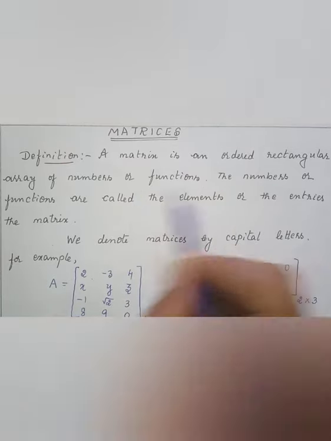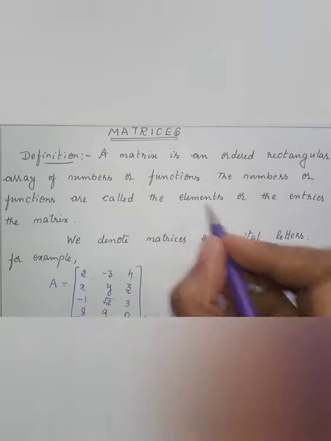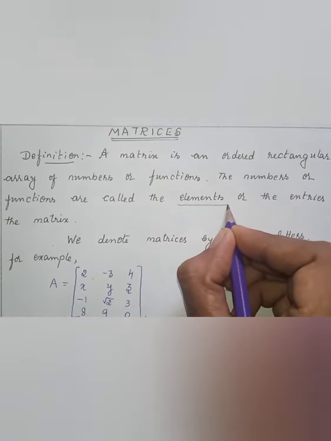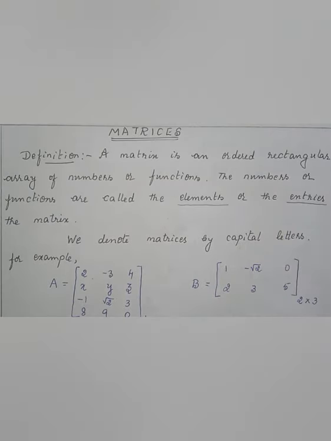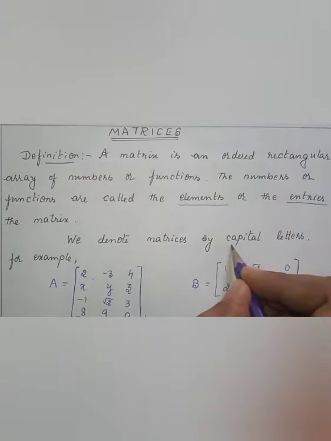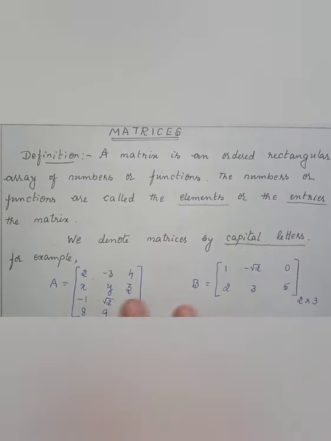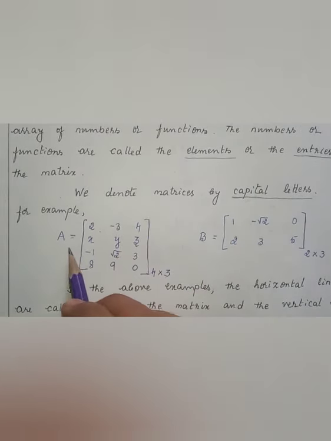These numbers or functions are called the elements of the matrix or entries of the matrix. We usually denote these matrices by capital letters. For example, I have already written one matrix. So A is one matrix.